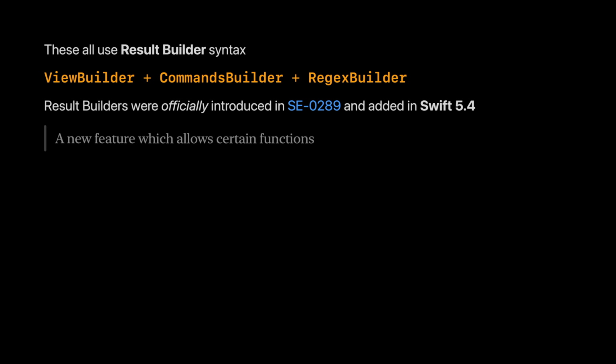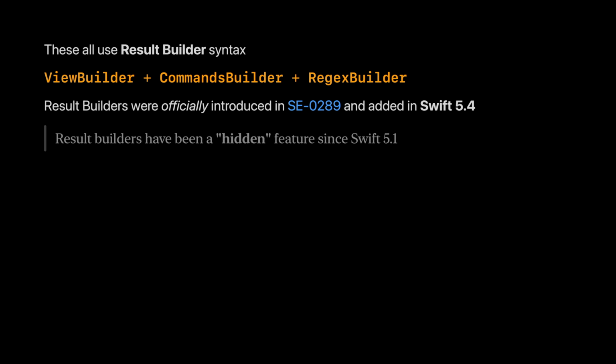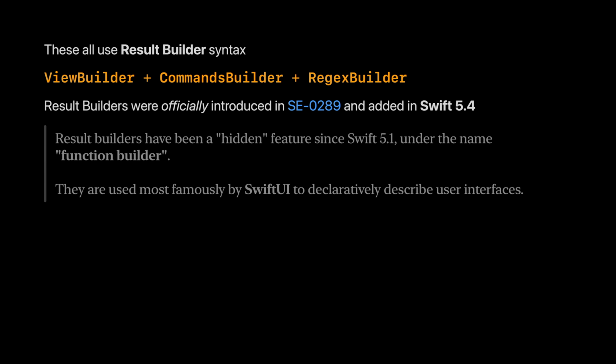a new feature which allows certain functions to implicitly build up a result value from a sequence of components. And while that's technically correct, it might not paint the most vivid image in your mind's eye. But to give a clue as to the importance of this feature and the usefulness of it, there's also this from the proposal, which says that result builders have been a hidden feature of Swift since 5.1 under the name function builder. And they are most famously used by SwiftUI to declaratively describe user interfaces.